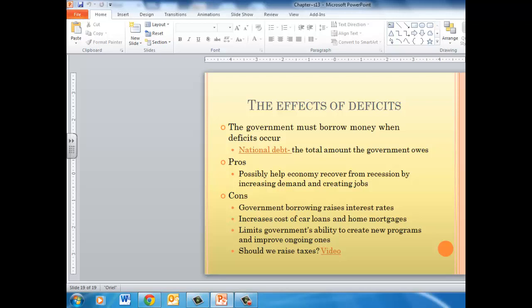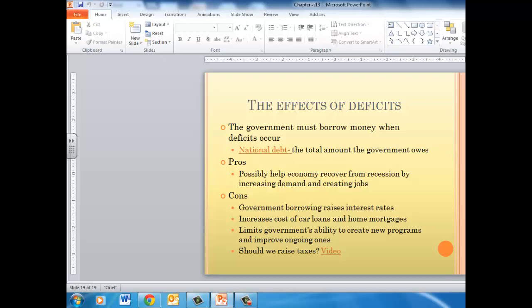What does a deficit do? Well, if you don't have enough money to pay your bills, and certainly those mandatory payments, then you have to borrow money. And when our government borrows money, it adds to the national debt. And the national debt is the total amount that our government owes. What are the pros of a deficit? Well, if we don't run a deficit and we don't borrow money, then our economy can't recover. We can't increase demand, and we can't create jobs.